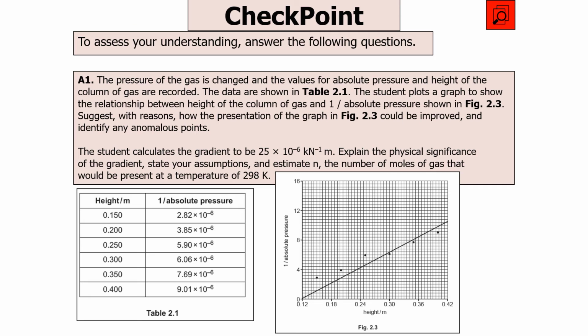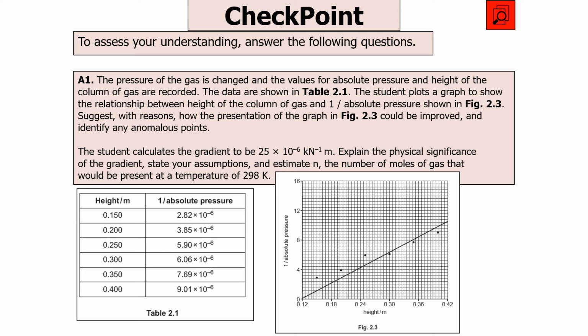The next question says, the pressure of a gas is changed and the values for absolute pressure and height of a column of gas are recorded. The data is shown in the table below. The student plots a graph to show the relationship between the height of the column of the gas and 1 over pressure. Suggest with reasons how the presentation of the graph could be improved and identify any anomalous points.